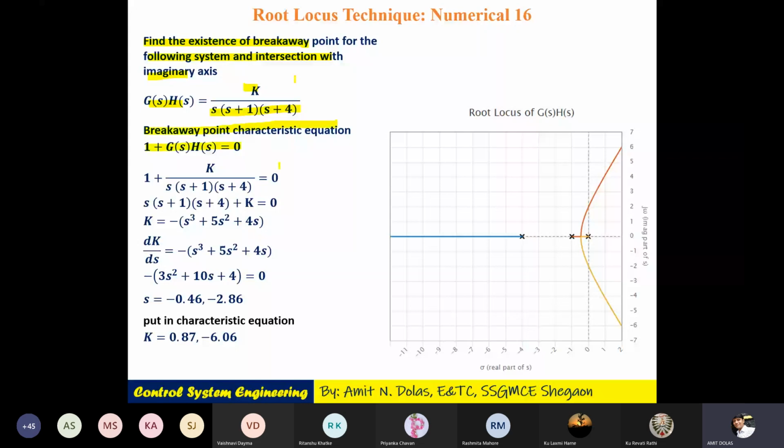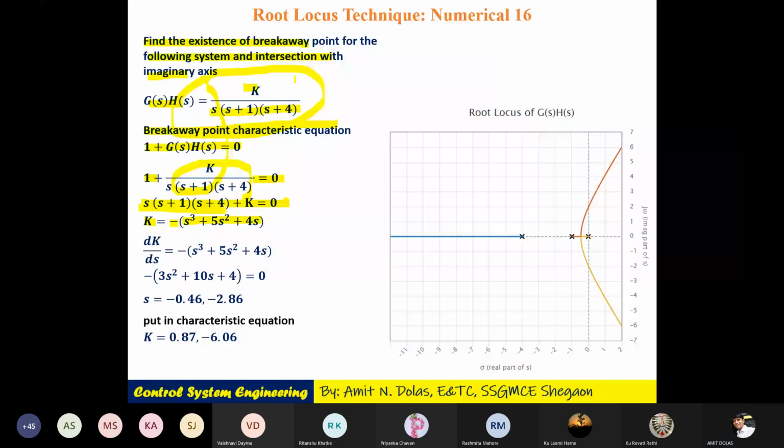s into s plus 1 into s plus 4 plus k is equal to 0. We need to find the value of k. K is equal to minus, in brackets, s cube plus 5s square plus 4s. This whole multiplication is calculated. Then differentiating that equation with respect to s, we need dk by ds.